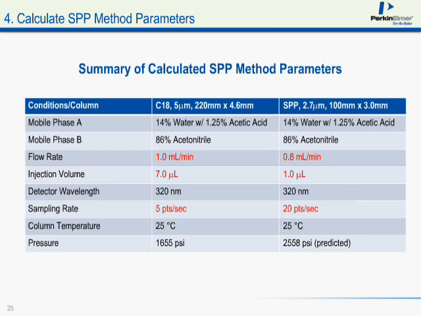One thing, when you go to faster chromatography, you will have to increase the sampling rate of your detectors as well. Generally, for the SPP columns, I find that 10 to 20 points per second is more than ample in terms of sampling rate. If you look at the new method, really all that changed was the flow rate went down to 0.8 mL a minute, and I'm going to change the injection volume to 1 microliter, and I'm going to increase the sampling rate.